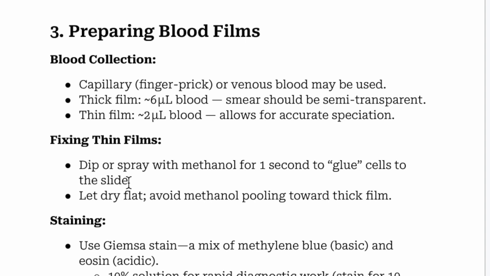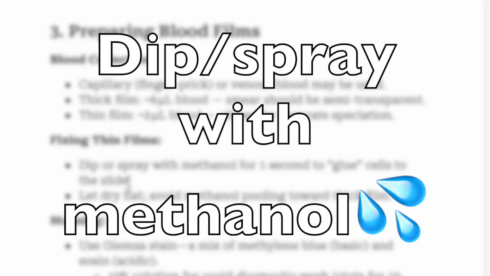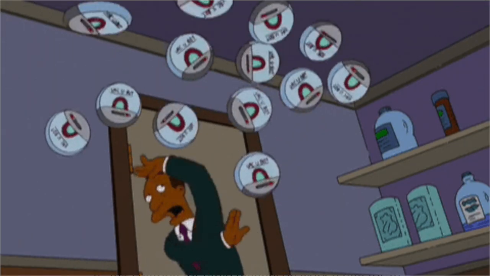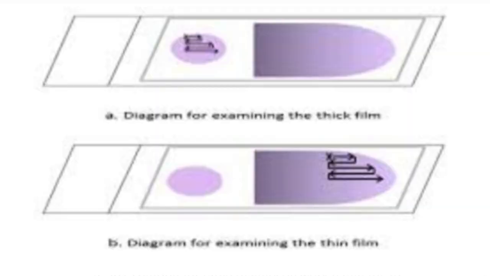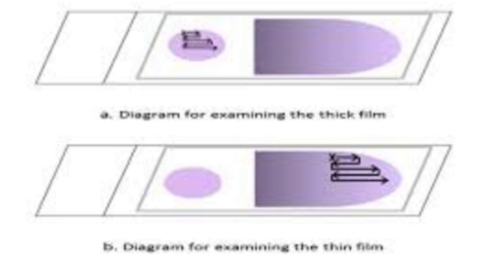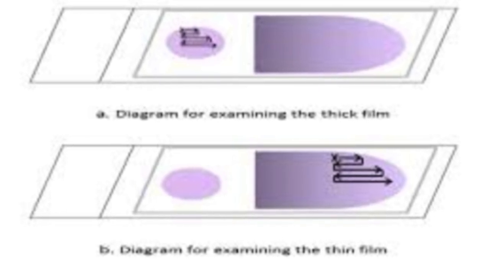How you fix your thin films, as we mentioned, you don't fix the thick one, is that you dip it or you spray with methanol for just a second. And this essentially glues the cells to the slide. You don't want to go more than a second, because if you do, then the fumes or the volatility of the methanol can actually fix the thick smear.